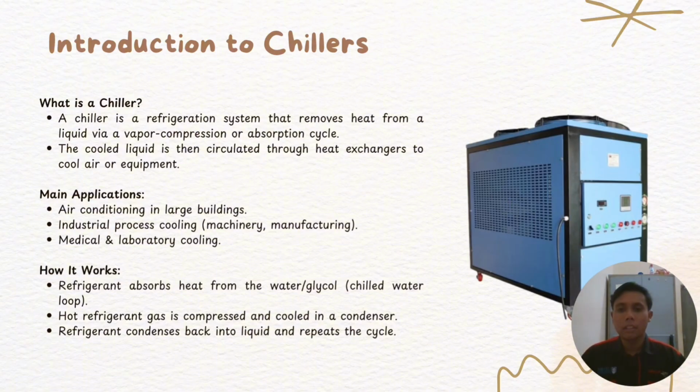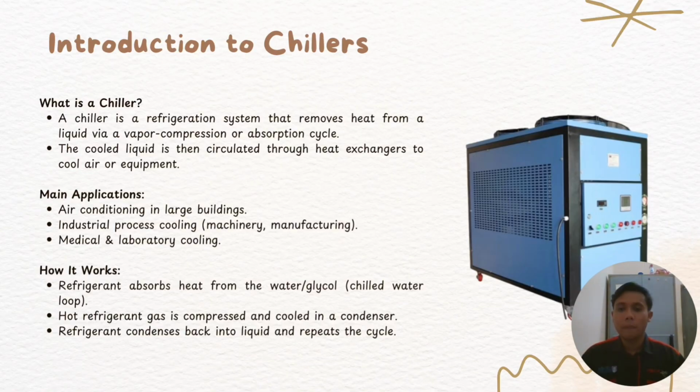First, the introduction to chiller. What is a chiller? A chiller is a refrigeration system that removes heat from a liquid via vapor compression or absorption cycle. The cooler liquid is then circulated through a heat exchanger to cool air or equipment. The main applications are three: air conditioning in large buildings, industrial process cooling, machinery and manufacturing, and medical and laboratory cooling.